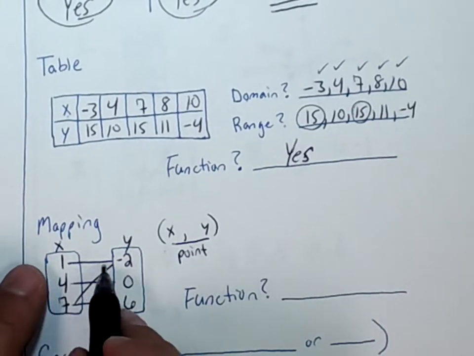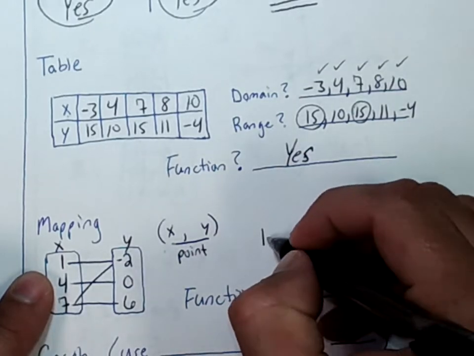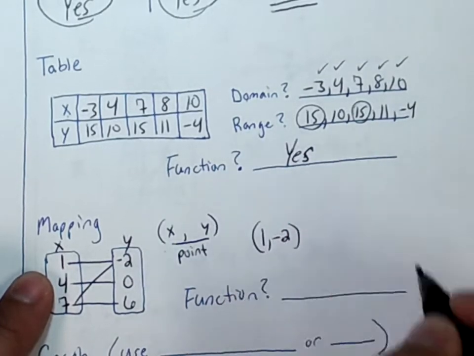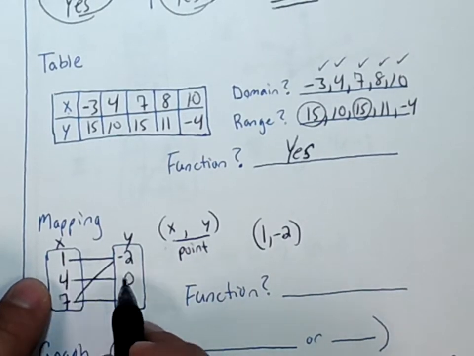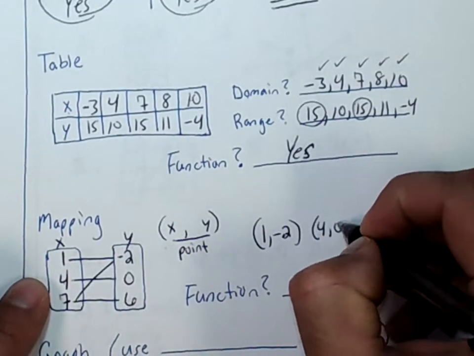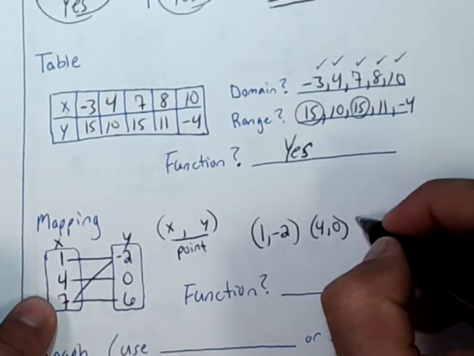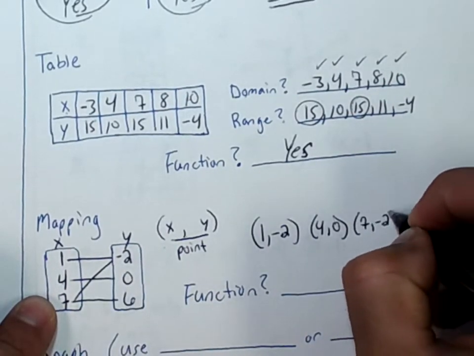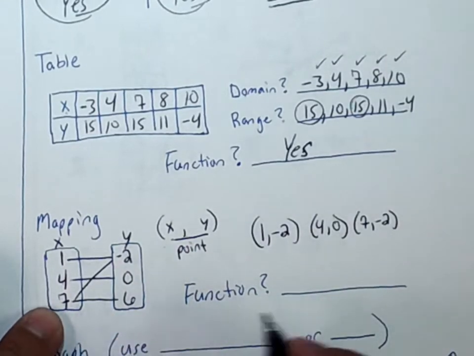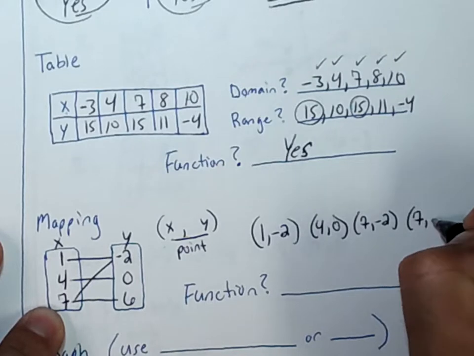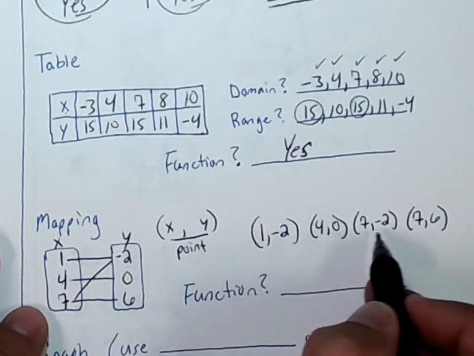So if I looked at this first line, my point is 1, comma, negative 2. That's a point. Every line is a point. Here's another line, 4, comma, 0. I have 7, comma, negative 2. But there are 2 lines off 7, so I also have 7, comma, 6. Okay. 4 lines, 4 points.